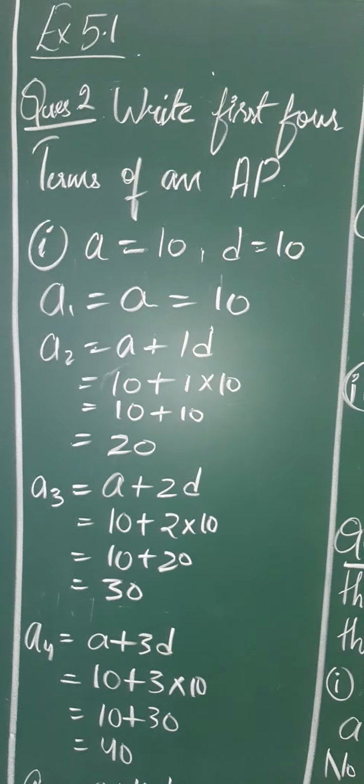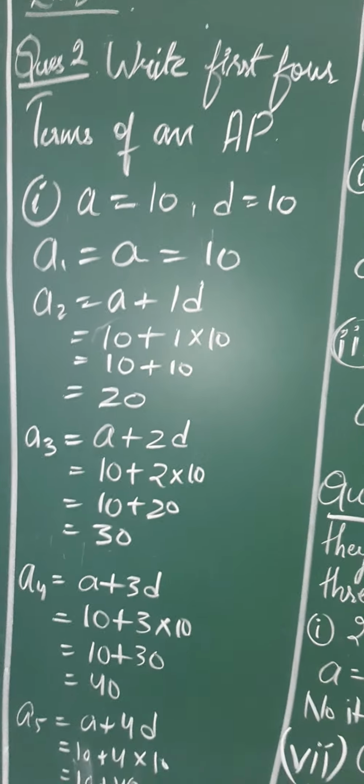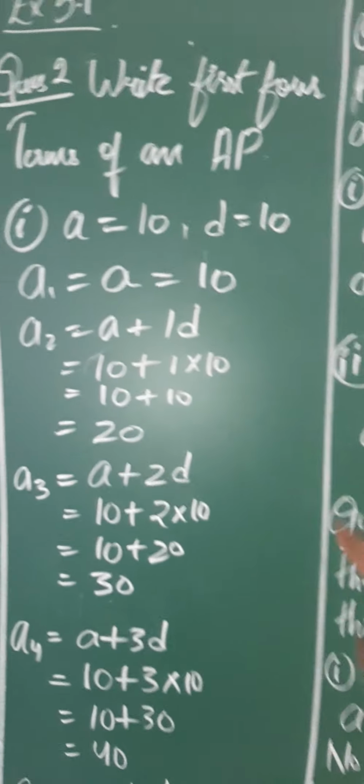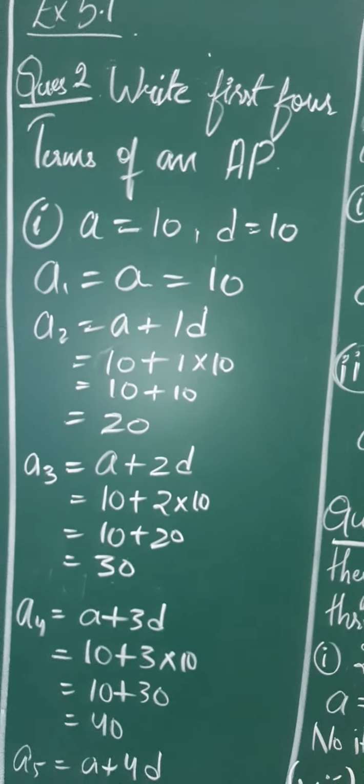Come back. Now A1 is A, that is 10. A2, how to calculate A2? A2 is equal to A plus 1D.